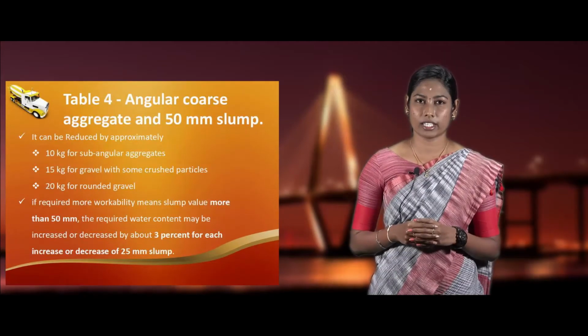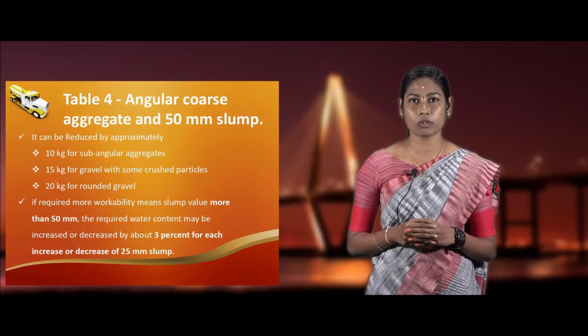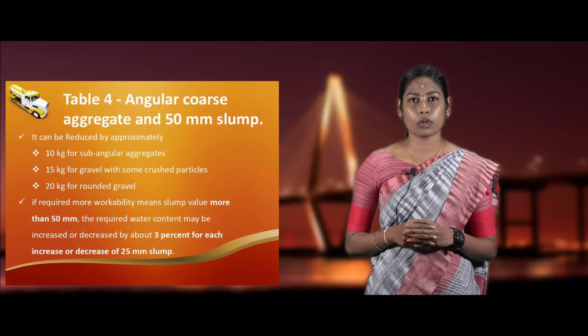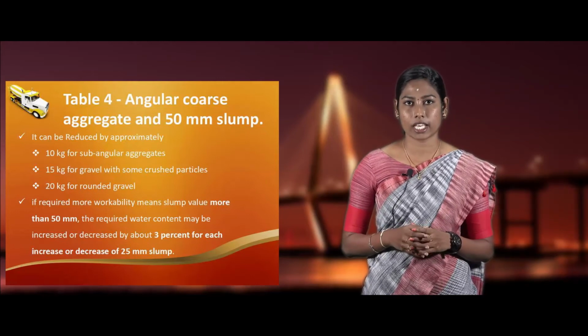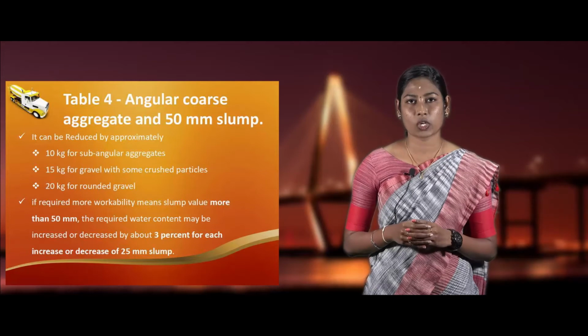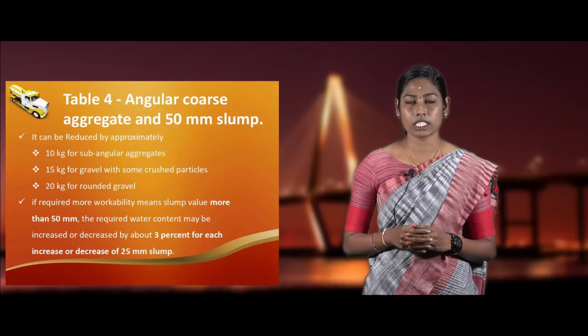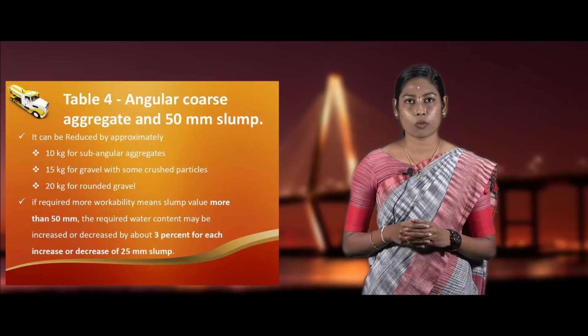The amount of water content can be calculated from Table 4 of IS 10262-2019. The amount of water calculated from Table 4 is for angular aggregate and for a 50 mm slump value. It can be reduced by 10 kg for subangular aggregate, 15 kg for gravel with crushed particles, and 20 kg for rounded aggregate to produce the same workability.